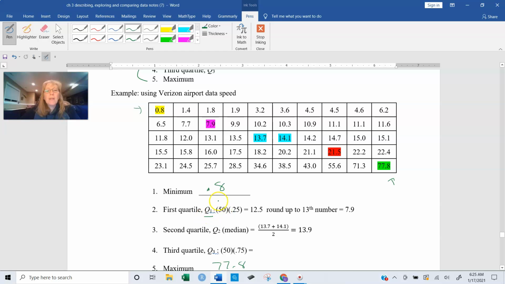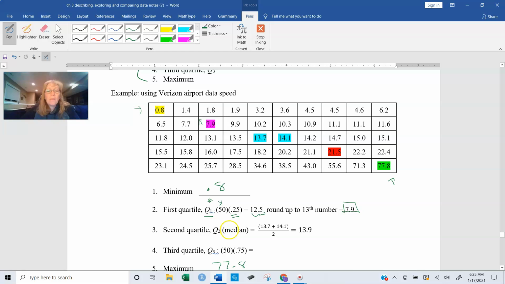All right, I have 50 data items. So this is how many I have. I want the 25th percentile because I'm in quarter 1. That's 12.5. Since this is a decimal, we just round up to 13th. And we find the 13th number, so we count over. And this is the 13th number, so 7.9 is Q1.